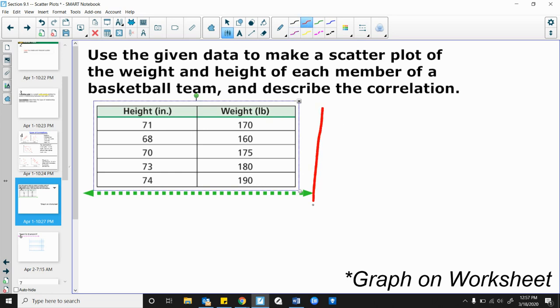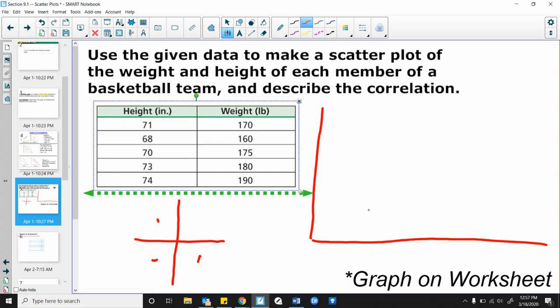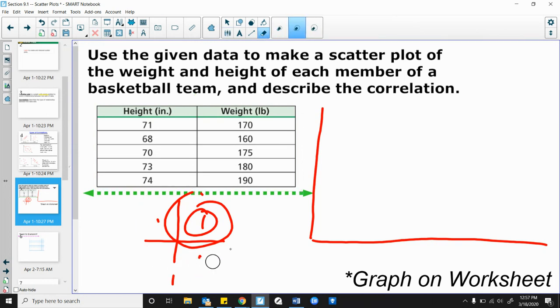The first thing I want you to do is make your X and Y axis. Now, the question I want you to ask yourself is, why am I not making a graph like this? Well, I don't need negatives in those quadrants. I can't have negative heights or negative weights on a basketball team. So all I need is this first quadrant right here, quadrant 1. That's why I do just this L shape for that quadrant.